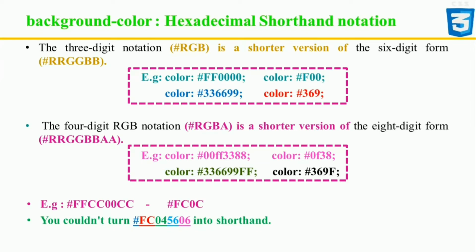Note that you can only use the shorthand method when both the values are the same for each of the RGB components. So you couldn't turn #FC045606 into shorthand because each of the components uses a different value. In this case, the red component uses FC, the green component uses 04, the blue component uses 56 and the alpha channel uses 06. You can't dedupe those as they are unique values.